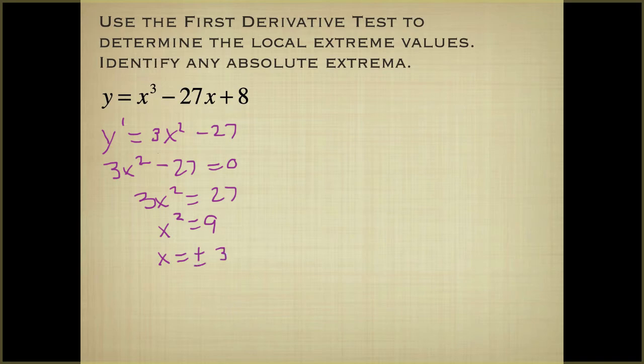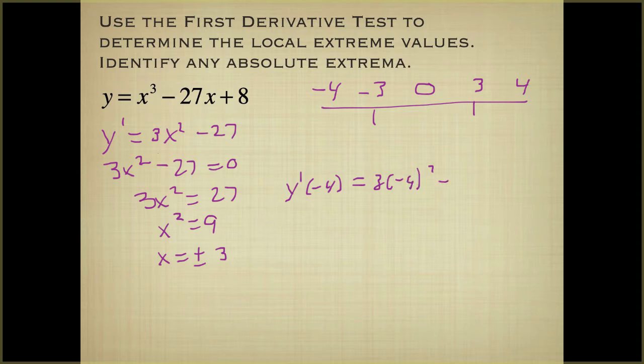We make our sign chart. We have negative 3. We have 3. Put the numbers in between and below. We are then going to use our sign chart. We're going to plug in negative 4 into the derivative. So y prime of negative 4 is 3 times negative 4 squared minus 27. Negative 4 squared is 16. 16 times 3 is 48, and we get a positive 21. And this is a positive.